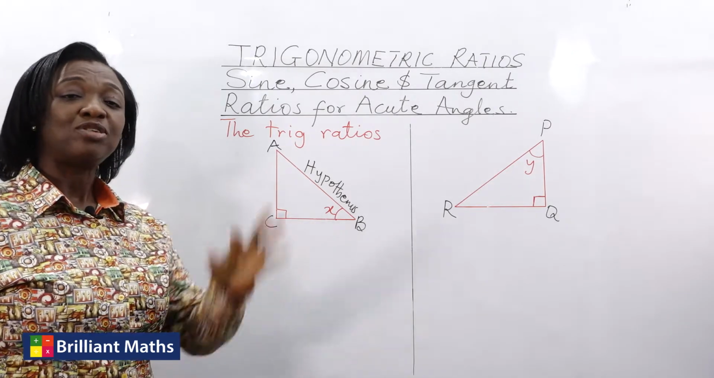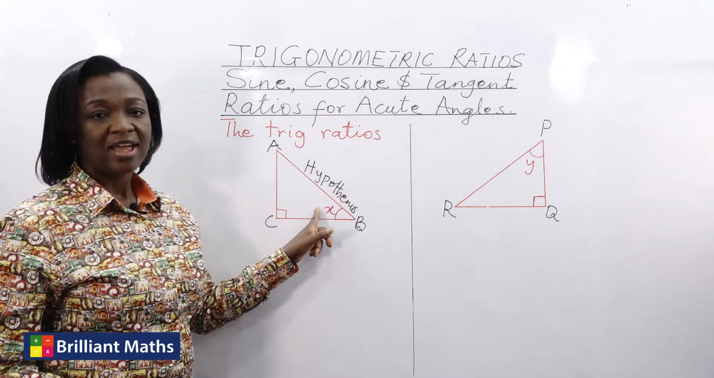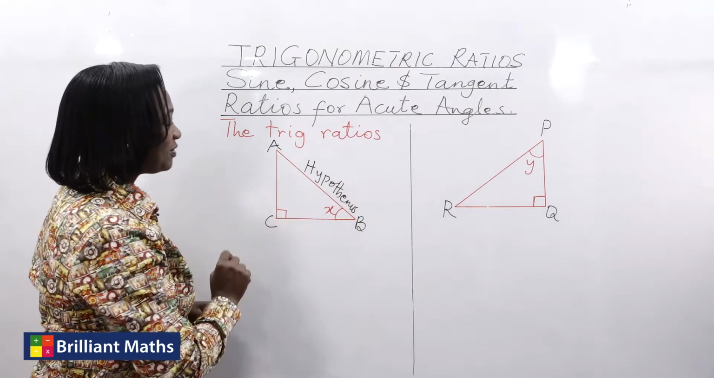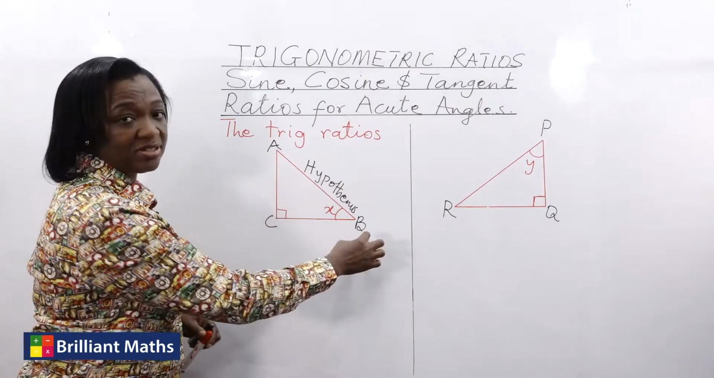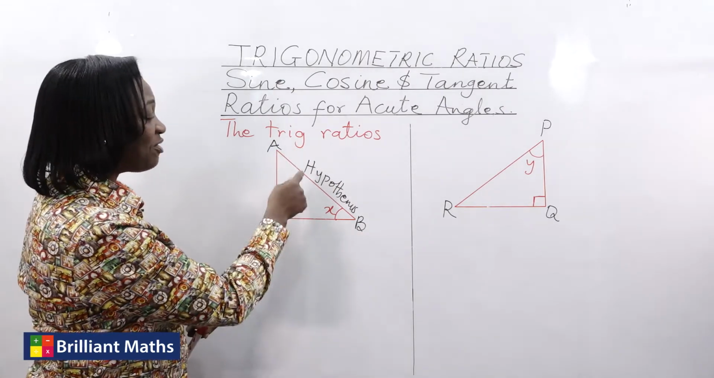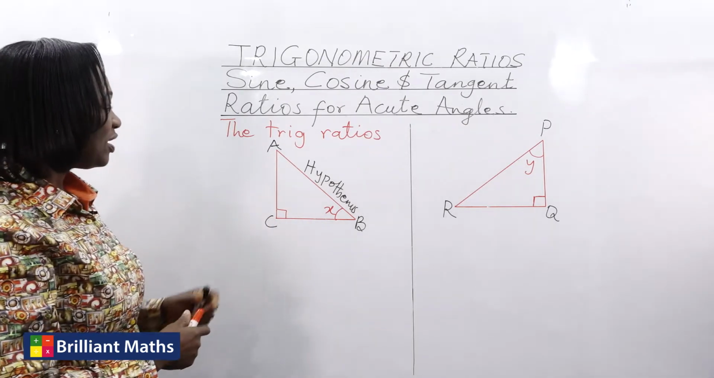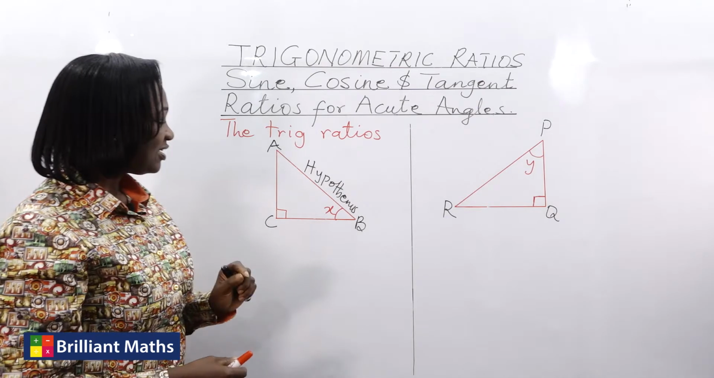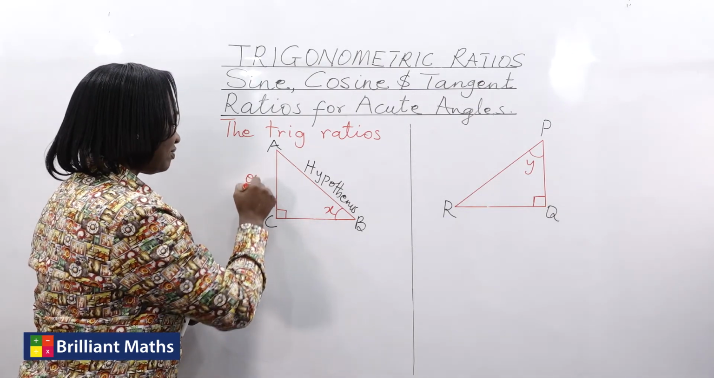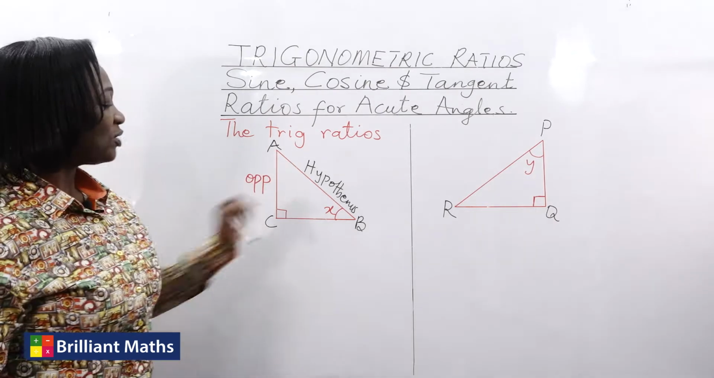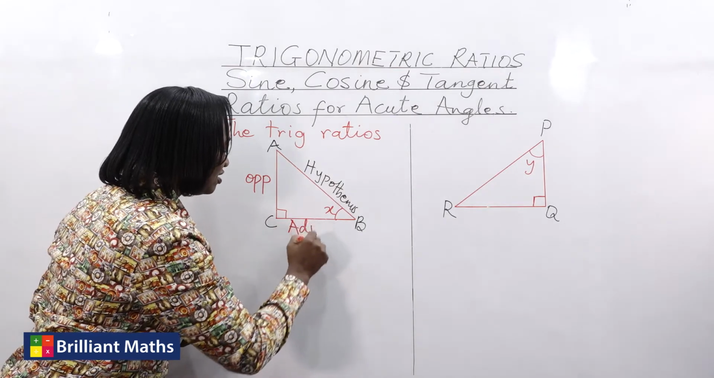First, we need to learn how to name the sides of the triangle in relation to the angle X. For angle X, it's a right-angled triangle. The slanted side is called the hypotenuse. The hypotenuse is directly opposite the right angle, as you can see. The side opposite angle X is the opposite side to angle X, and the side at the bottom is the adjacent side.